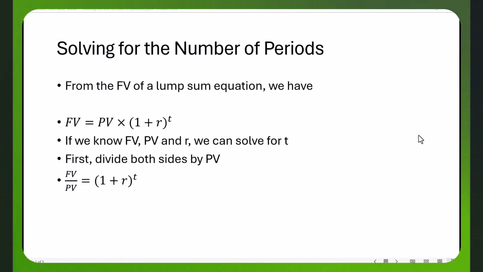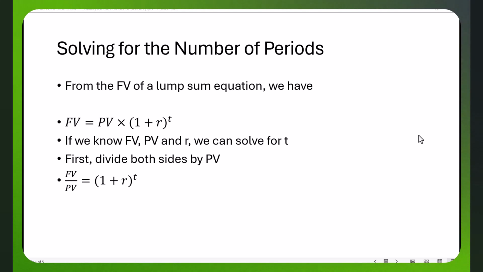Let's take a look at how we solve for the number of periods. Suppose you have a certain amount of money in the bank, a certain present value, and you'd like to know how long it is going to take to grow to some future amount, given the interest rate you're earning. So how do we do that?